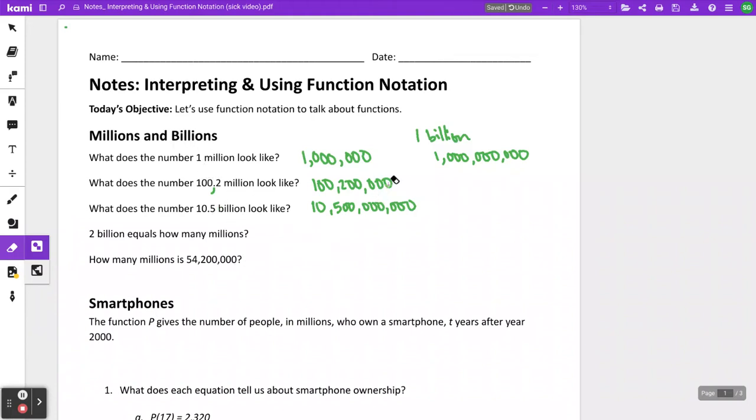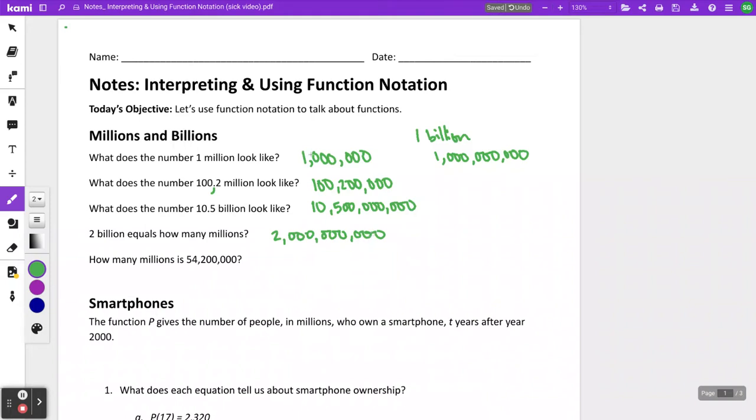Knowing these first 3 help us when we start trying to change things from billions to millions, or knowing how many millions are in a number. So for 2 billion, first I'm going to write out what 2 billion looks like, and that's going to help me figure out how many millions are in it. 2 billion would be my 2, and then 1, 2, 3, 4, 5, 6, 7, 8, 9 zeros after that. So this is 2 billion.